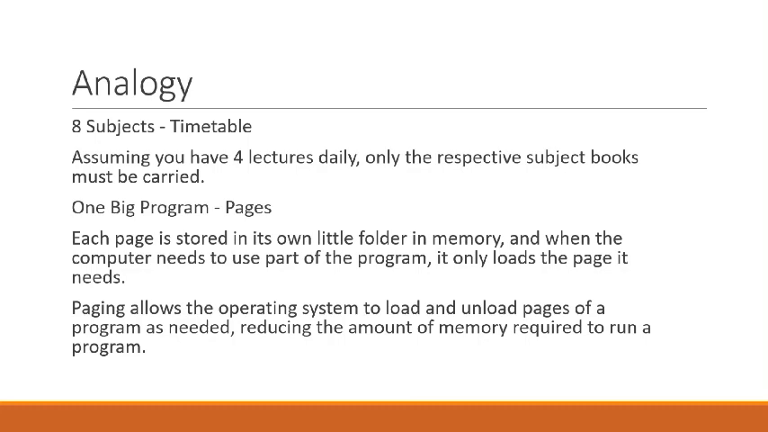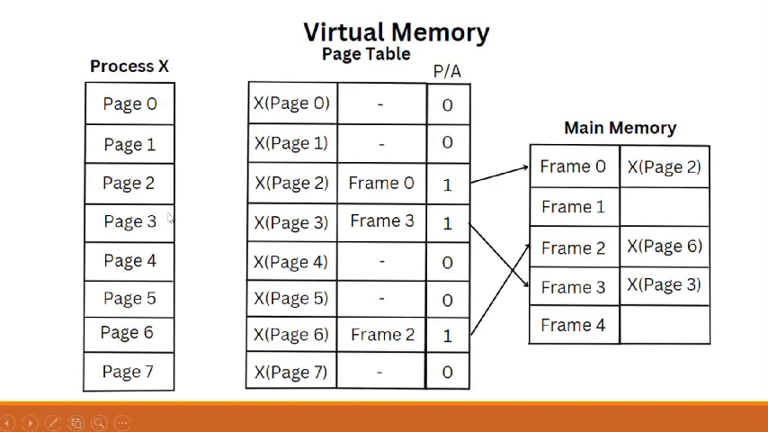Similarly, instead of loading one big program that occupies a large amount of the computer's memory, the program is broken down into smaller parts called pages. Each page is stored in its little folder in memory, and when the computer needs to use a part of the program, it only loads the page it needs. So paging allows the operating system to load and unload pages of a program as needed, reducing the amount of memory required to run a program. This is an example. This is the diagram. You can pause the video and take a look at it.